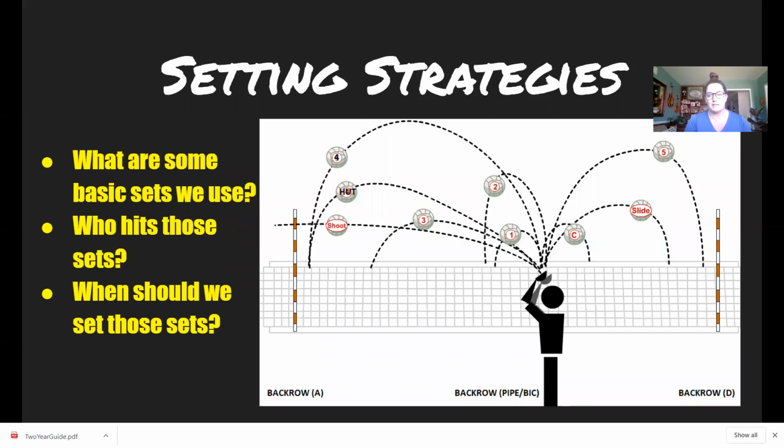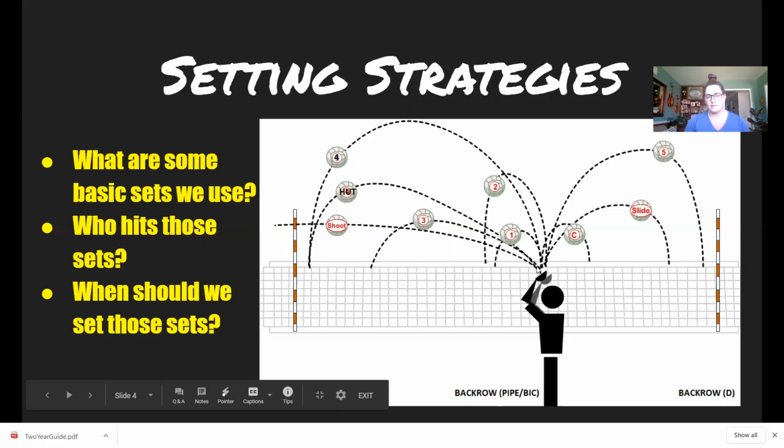So let's talk about some of the basic sets that we use. Based on where you live, or even just coach to coach, some of these sets might have different names, but this is sort of what we use mostly. We'll start on outside sets. Your first tempo set would be a shoot that goes through the antenna. A hut, that's more what we like to do, sort of a mid-level tempo. And then a high ball to the pin is a 4-ball. Those are all things that you guys should know.